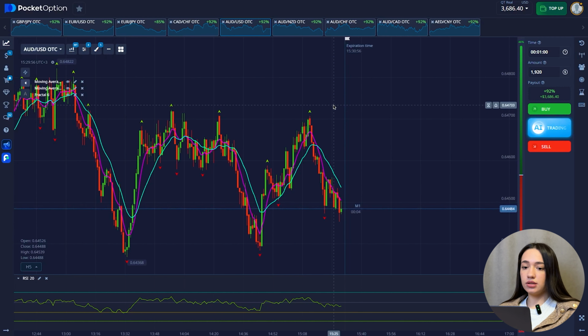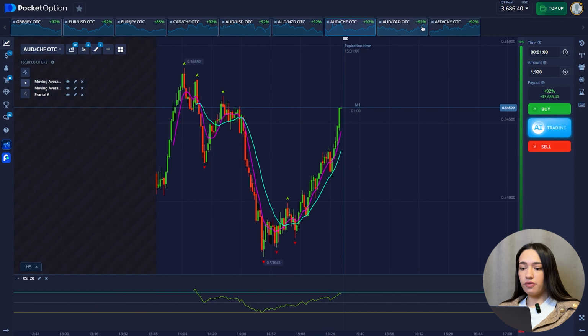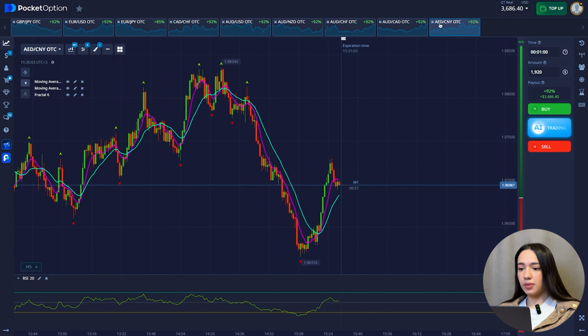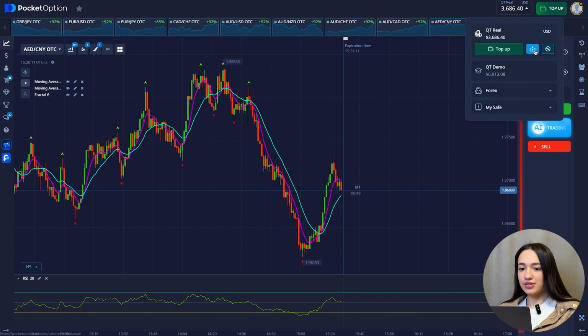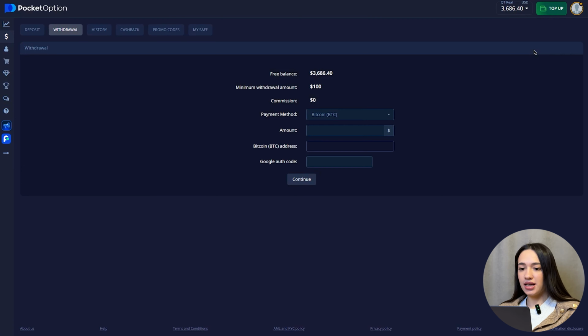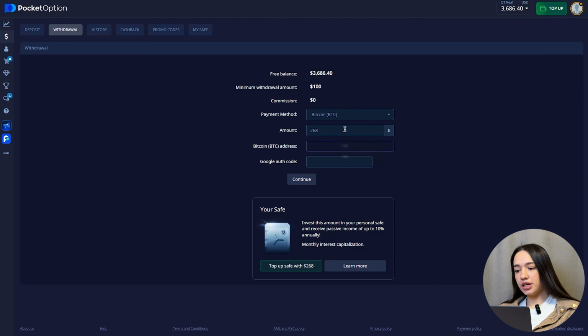And now, as a conclusion, let's withdraw the current profit from two trades. It amounted to $2,700, guys. Well, almost 2,000, yeah, and 700. So we go to the withdrawal tab and withdraw $2,686 to a Bitcoin wallet.